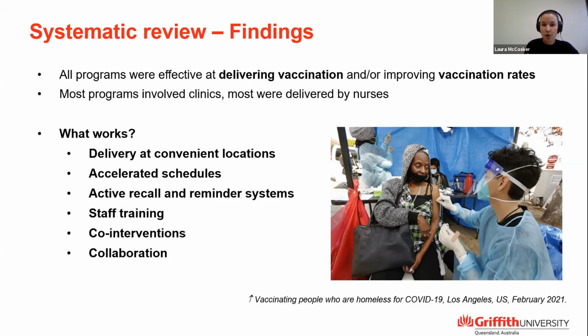Most of the programs reported on vaccination clinics, either fixed or mobile, and most were delivered at least in part by nurses. However, the programs were really diverse in terms of their other features. We're currently in the process of making broad generalisations about what works according to what most of the programs did. So, for example, most of the programs were delivered at locations which are convenient to people who are homeless. So in the studies, the programs were sited at locations including shelters, crisis centres, community centres, drug and alcohol treatment facilities, meal programs, and other outdoor locations frequented by people who are homeless.